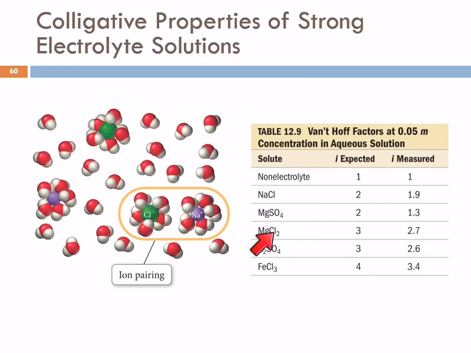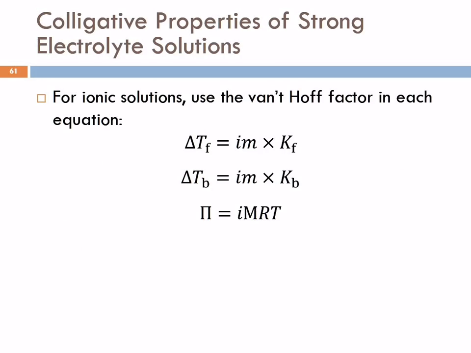So here are some of the Van 't Hoff factors for 0.05 molal concentrations. For a non-electrolyte, the Van 't Hoff factor isn't needed. It would just be 1, and it's expected to be 1. Sodium chloride, we would expect there to be 2 moles, but it's actually 1.9. Potassium sulfate, we would expect a factor of 3. It's actually 2.6. So you just need to look up the factor and apply it. So this factor, i, just gets thrown into all of these equations for a strong electrolyte.